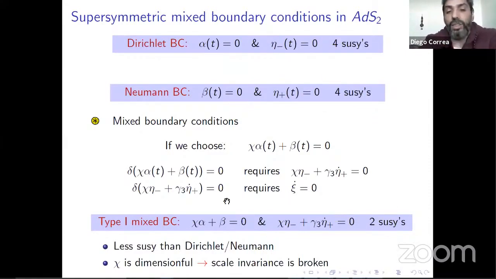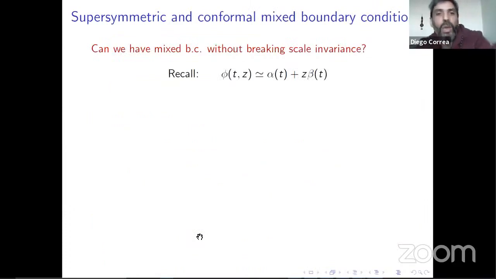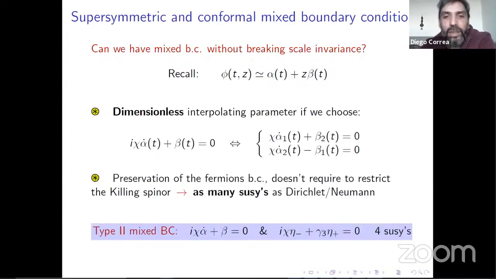And moreover, this is not a good candidate either, because this coefficient in this combination is dimensionful, so you expect this to break conformal invariance. So we want supersymmetric and conformal mixed boundary conditions. Recall that alpha and beta have different dimensions.